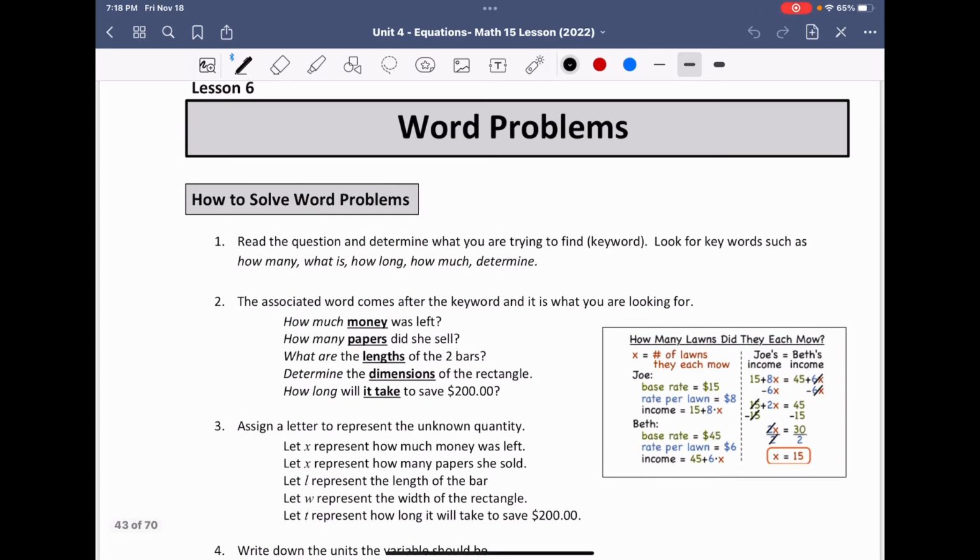So how to solve word problems. We need to read the question and determine what type of keywords are going on. So things like how many, what is, how long, how much, determine. These are those key words that you need to look for within the sentence. Then, oftentimes, they'll take those keywords and associate them with a specific thing that they want you to find. And this could be things like money, papers, lengths, dimensions, how long it will take in terms of time.